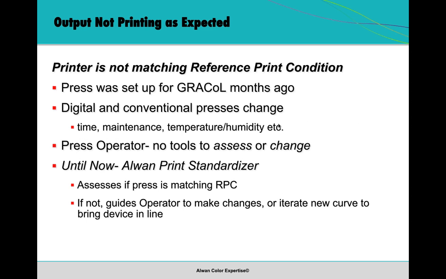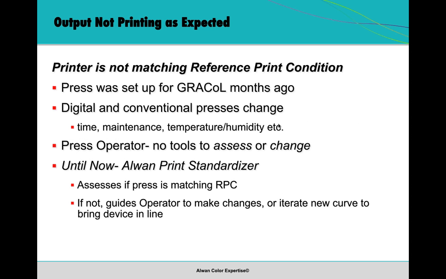Print Standardizer helps the operator assess immediately upon output if the output device is really matching the reference print condition that it's supposed to match. So in my example, let's say the output device is supposed to match Grackle, but it's not. Well, what do you do about it? There's many reasons why that output device might not be matching Grackle. Print Standardizer will tell you. And it'll tell you why it's not matching, meaning maybe your ink's contaminated.